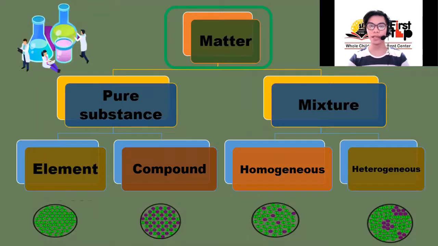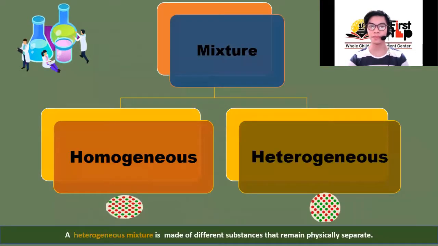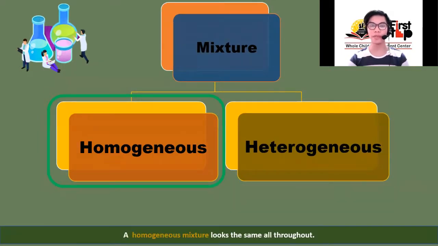Matter can be classified into two categories: pure substance, that includes element and compound, and mixture, that includes homogeneous and heterogeneous. A heterogeneous mixture is made of different substances that remain physically separate. A homogeneous mixture is the same all throughout.